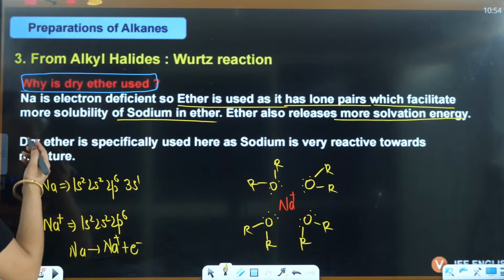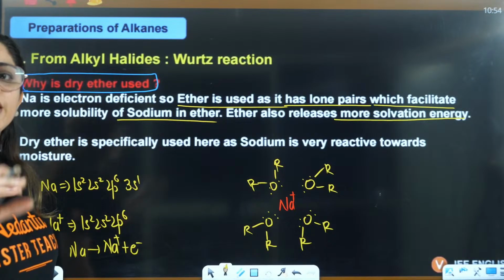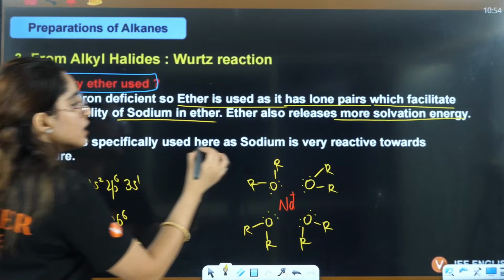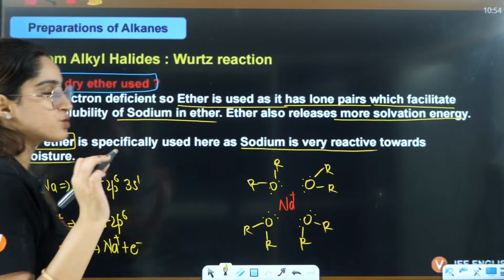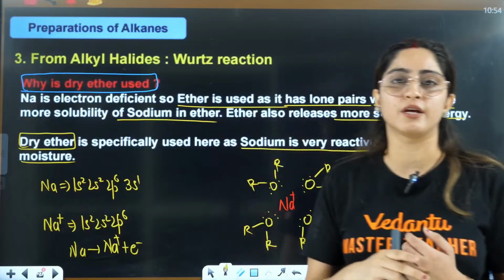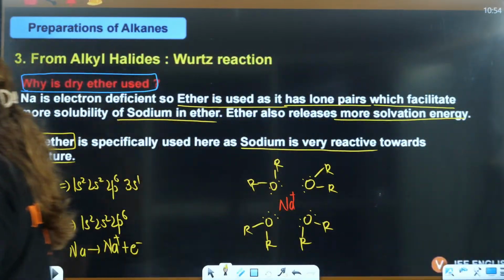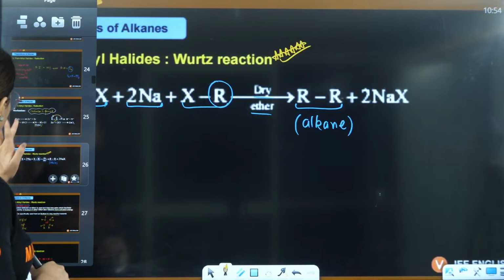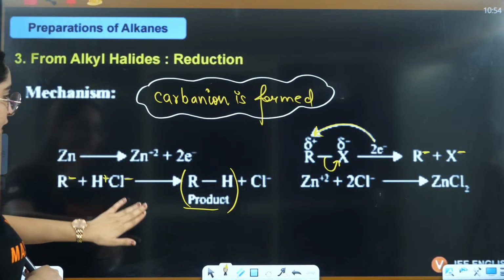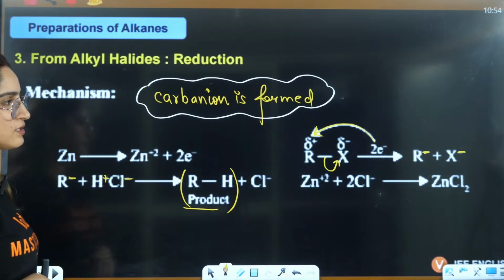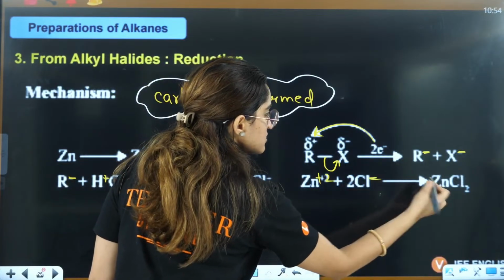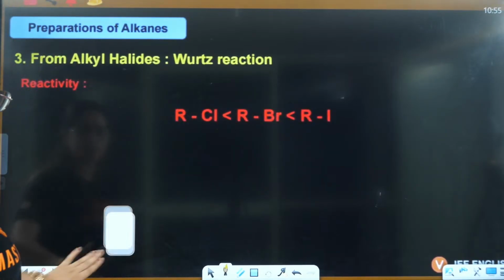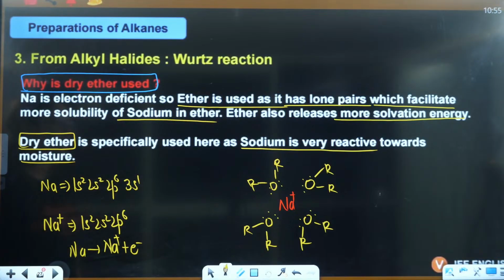Now, next question is, ma'am, we are using ether, but why dry ether? Why not moist ether? Because sodium is very explosive in nature. Dry ether is used because sodium is very reactive towards moisture, so we have to avoid moisture here. So that is why dry ether is used here, right? Halogen is negative, most electronegative, so it will always pull the electron pair towards itself, right? So this is the reason that we are using dry ether.